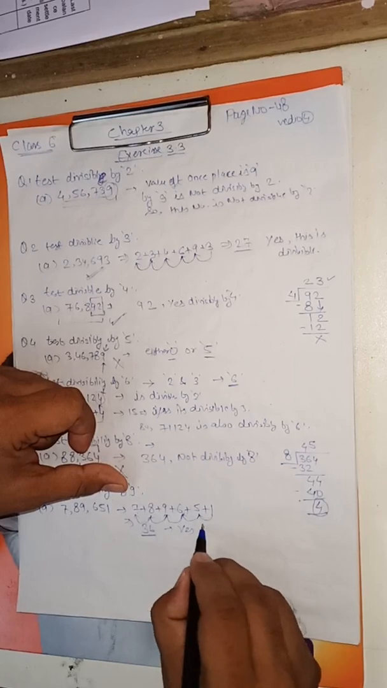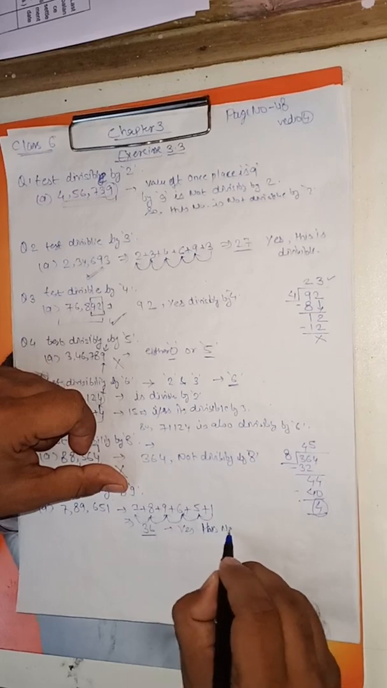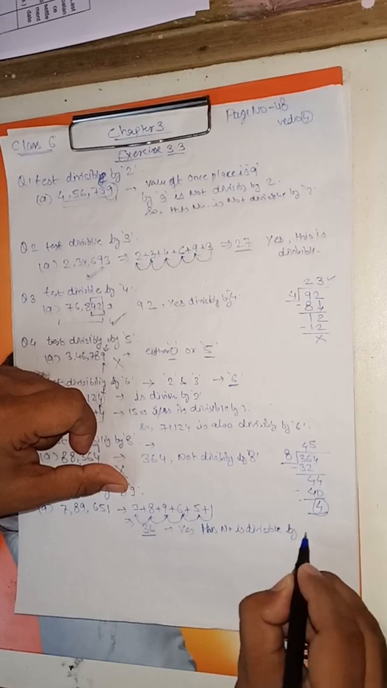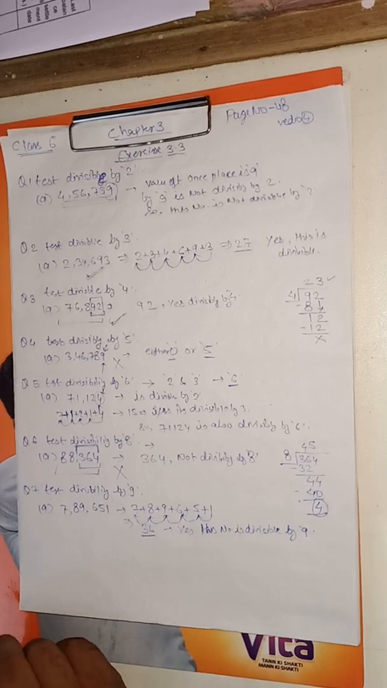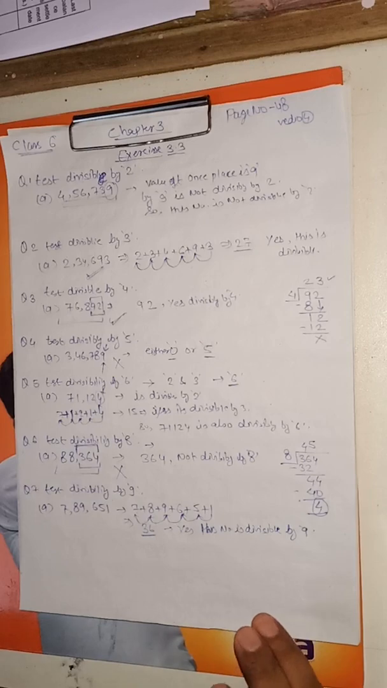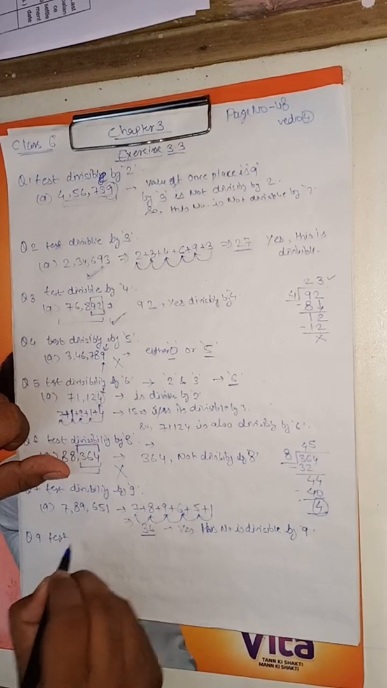So this number is divisible by 9. Okay, now we will do the same for question number 8, which is about the divisibility rule of 10. That is simple. A number which has the value 0 at its ones place is divisible by 10.